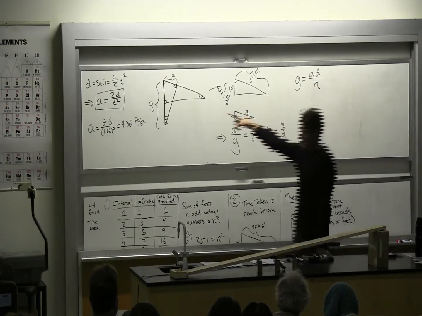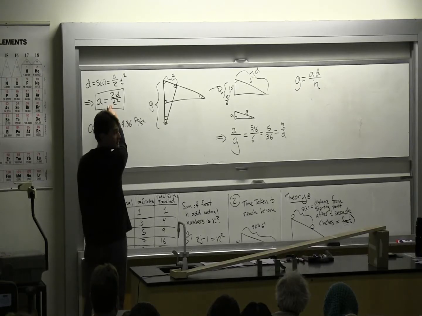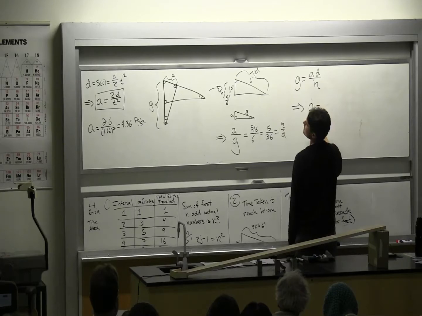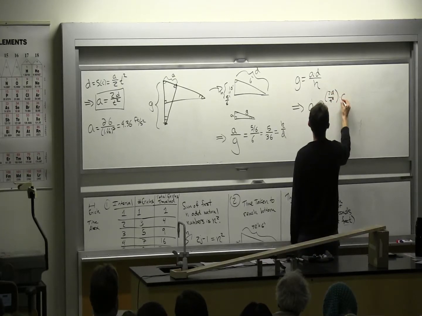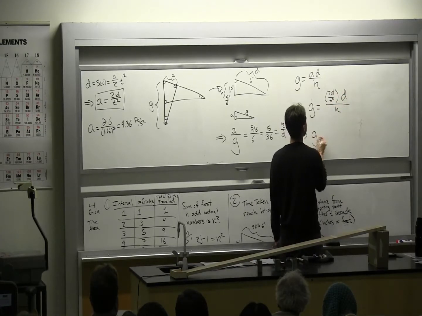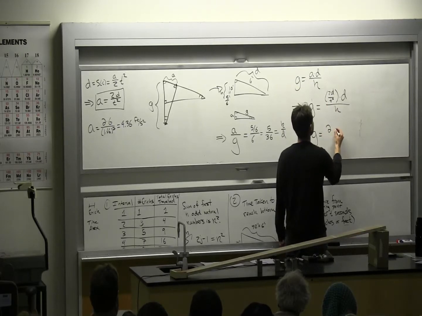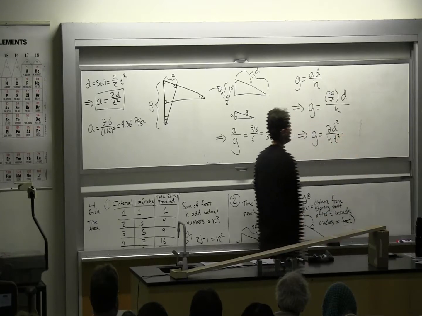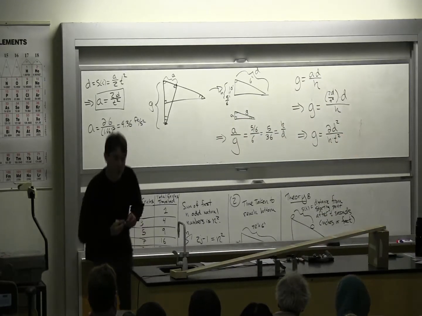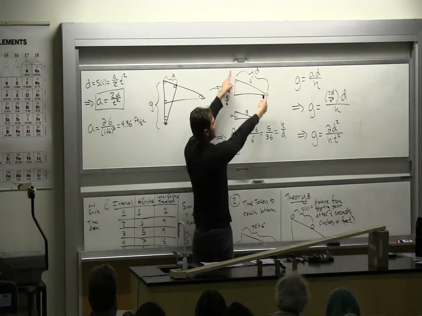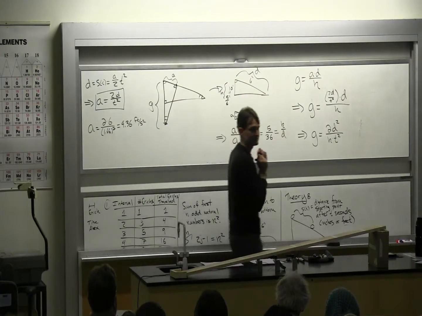But now we have a formula for a, it's this over here. So I'm going to plug that in over here, and we get that g is equal to, well, a is 2d divided by t squared, times d divided by h. So g is equal to 2d squared divided by h times t squared. That's a nice handy formula for acceleration due to gravity in terms of the height of my ramp, the length, and the time taken.